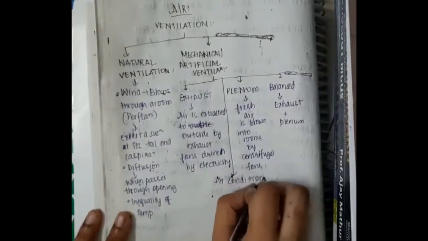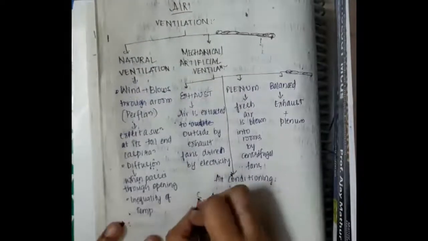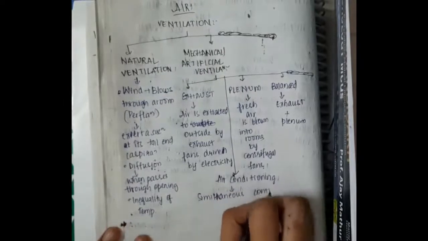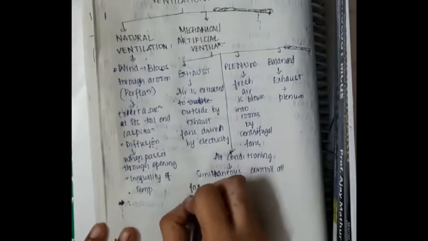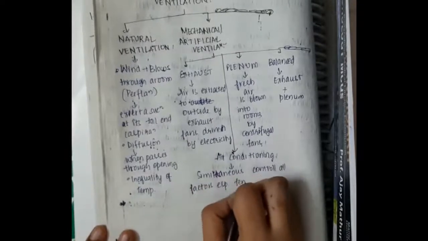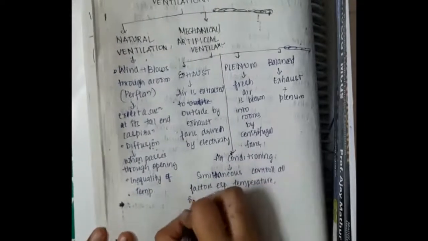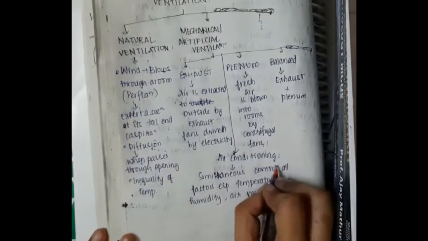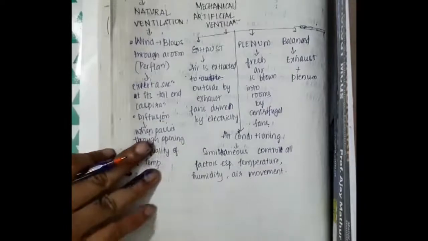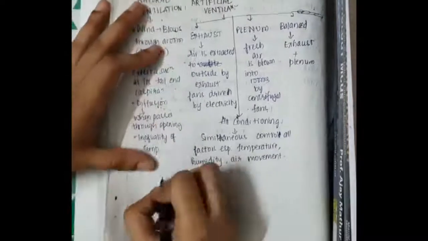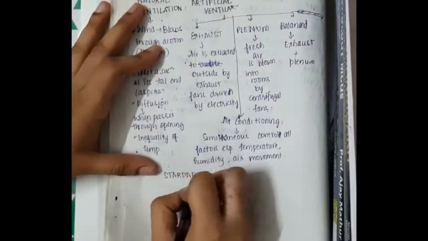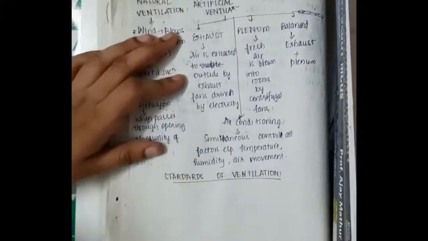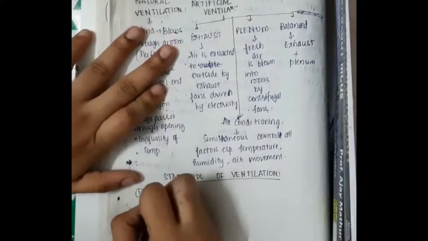Air conditioning ventilation is more common nowadays, that is AC, which is simultaneous control of all the factors of ventilation, especially temperature, humidity and air movement. Together we call it air conditioning ventilation. Then the next important topic is standards of ventilation. Standards of ventilation are three things.